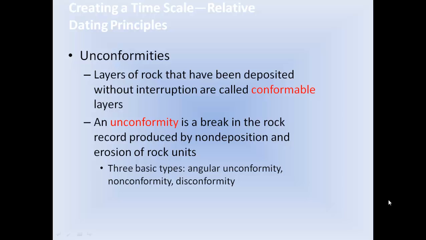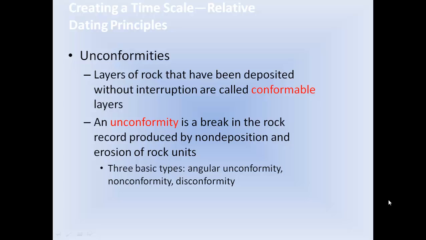This dike is younger than the rock it passed through. Unconformities. The rock record is not complete. There are times when the rocks were exposed and eroded away, and the layer subsided and new rocks were laid on top. So unconformities are gaps in the rock record. Layers of rock that have been deposited without interruption are called conformable layers. An unconformity is a break in that rock record produced by non-deposition and erosion of rock units.